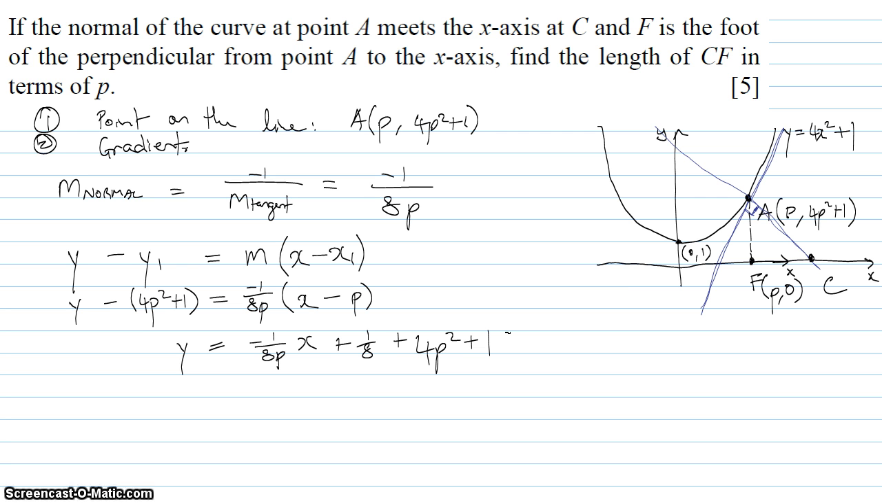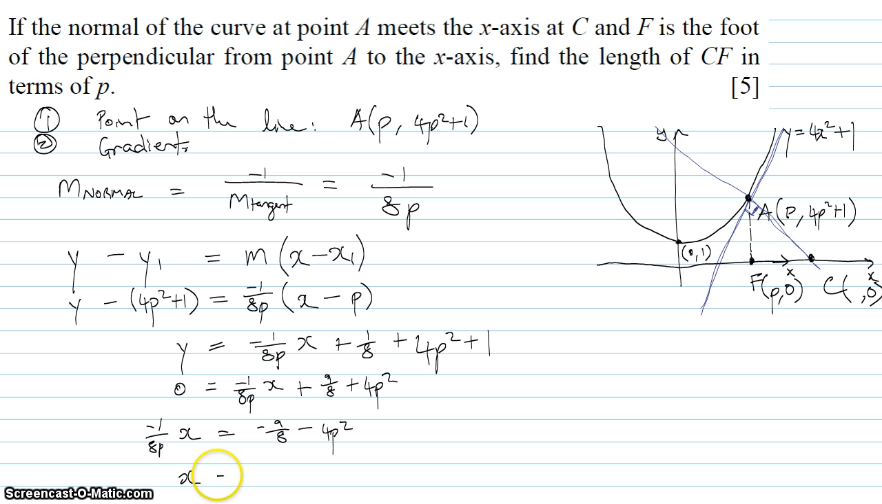Okay, so now I want to know the coordinate of the point C. So what do I know about the point C? Well, all I know is that the y coordinate is going to be 0, right? It's on the x-axis. So when y equals 0, what does x equal? Well, we get this equation. This will be 9 over 8 plus 4p². So minus 1 over 8p times x is equal to minus 9 over 8 minus 4p².